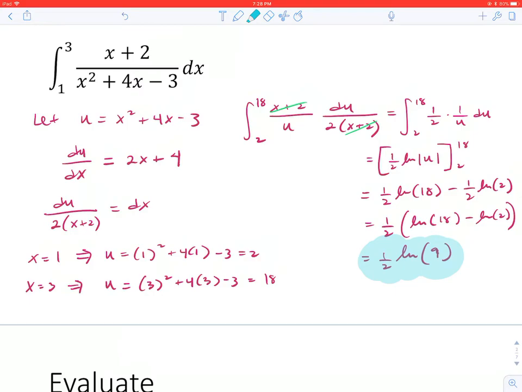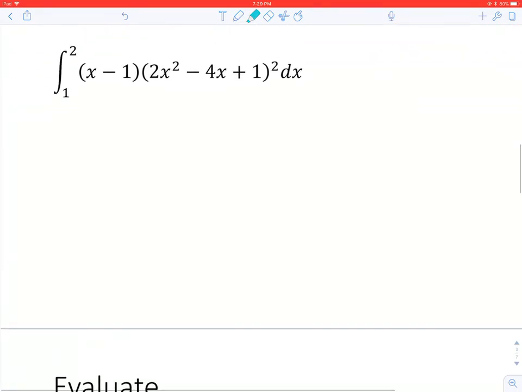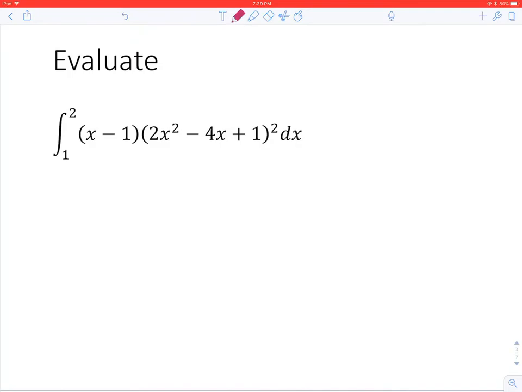Now the other way to have done this, without having to change the limits of integration, would have been to integrate using u substitution still the indefinite integral, and then once you have substituted the x squared + 4x - 3 back in for u, you could have then applied the fundamental theorem of calculus with the limits of 1 and 3. I preferred this method though. Okay, I'll do 1 or 2 more of these.